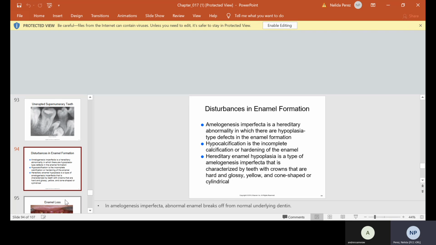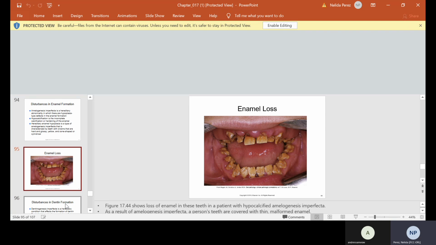Disturbances in enamel formation. Amelogenesis imperfecta is a hereditary abnormality in which there are hypoplasia-type defects in the enamel formation. Hypocalcification is the incomplete calcification or hardening of the enamel. Hereditary enamel hypoplasia is a type of amelogenesis imperfecta that is characterized by teeth with crowns that are hard and glossy, yellow, and cone-shaped or cylindrical. With this type of amelogenesis imperfecta, abnormal enamel breaks off from underlying dentin, causing loss.